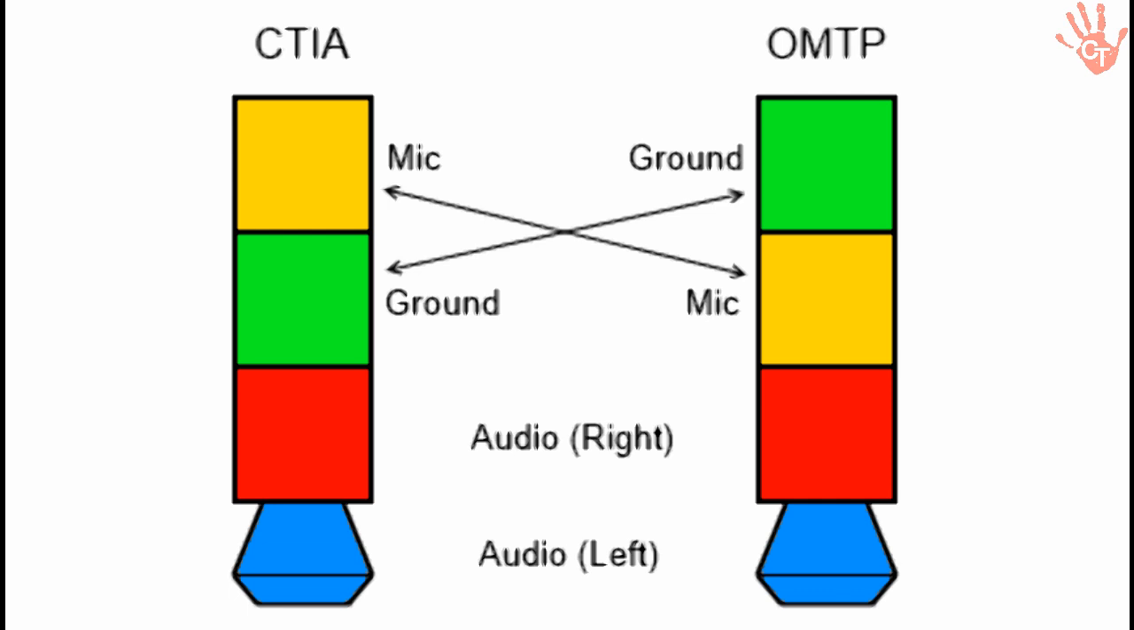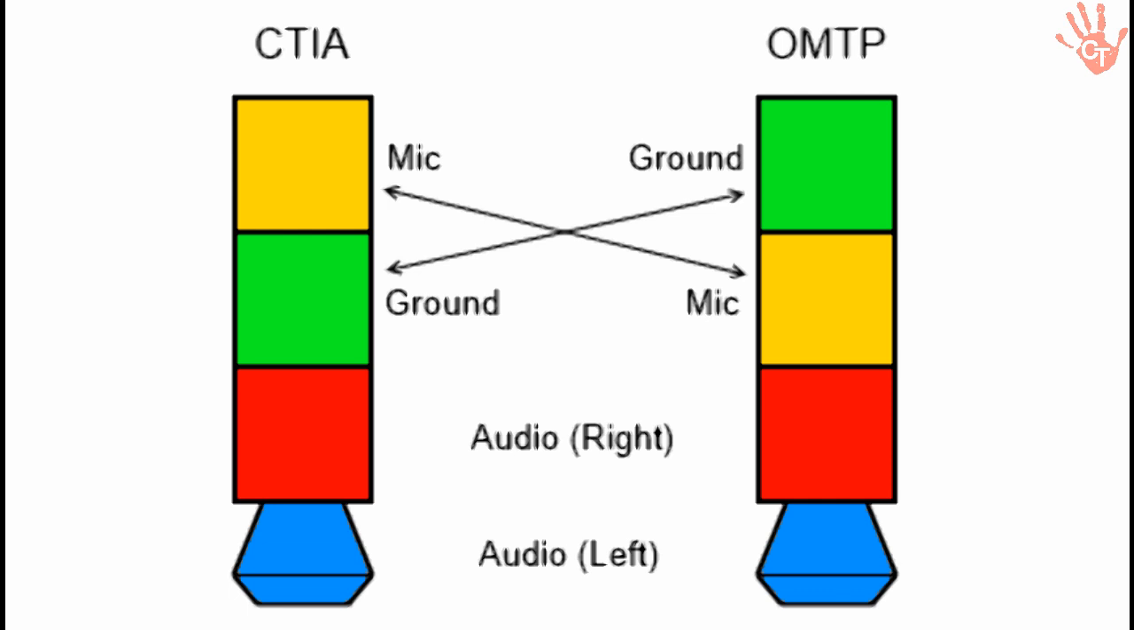There are two standards going on right now. They're in the 3.5 millimeter world. There is the CTIA standard, and then there is the OMTP standard. Now the CTIA standard is fairly common here, or actually very common here in the United States. Things like iPods, iPads, most of your phones, Xbox stuff, things like that, they use the CTIA standard. Now over on the Asia side, China, Japan, places like that, a lot of them use the OMTP standard.